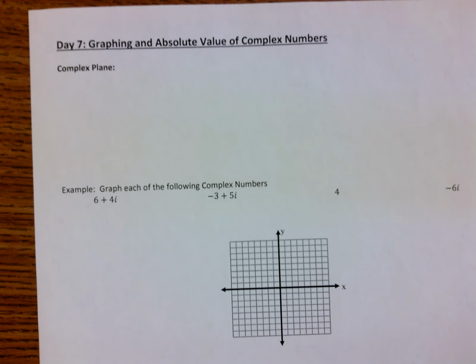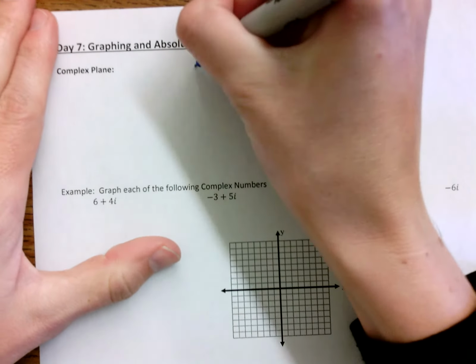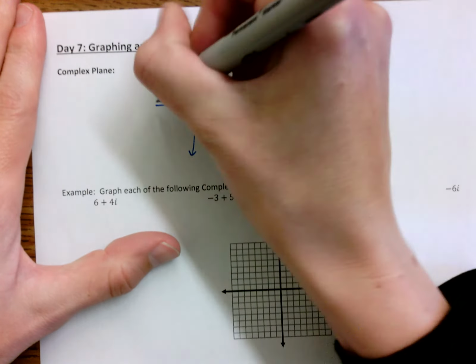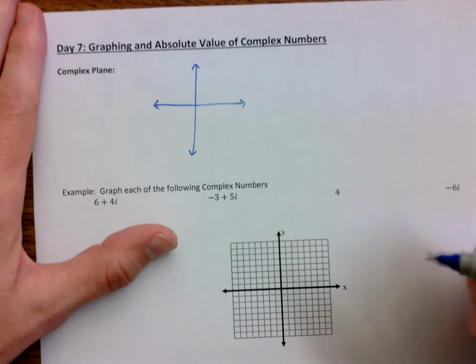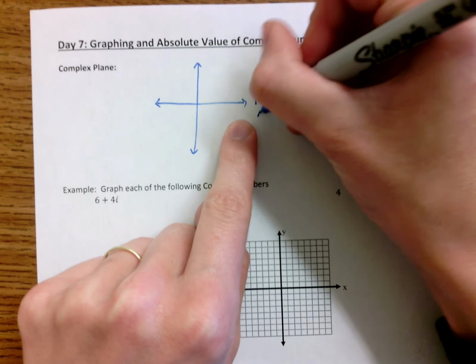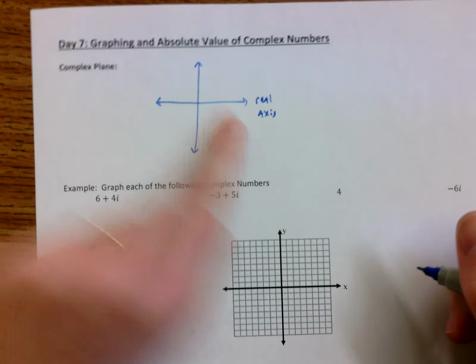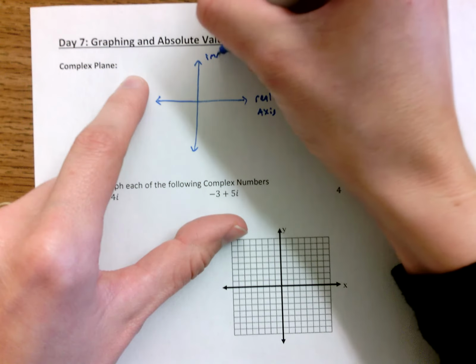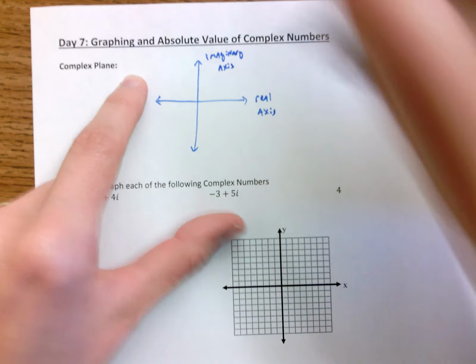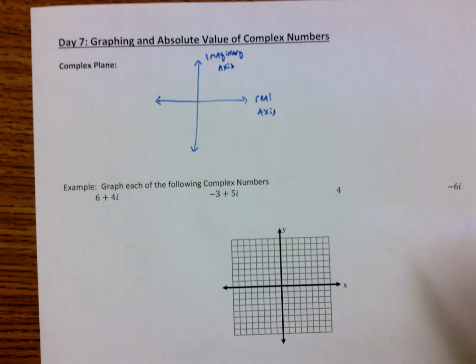All right, so graphing an absolute value of complex numbers, this is pleasantly easy, okay? So first thing we're going to talk about is the complex plane. It looks an awful lot like the coordinate plane, okay? Just like the coordinate plane, we have two axes, but instead of calling them the x-axis and the y-axis, the horizontal axis is called our real axis, and the vertical axis is called the imaginary axis.